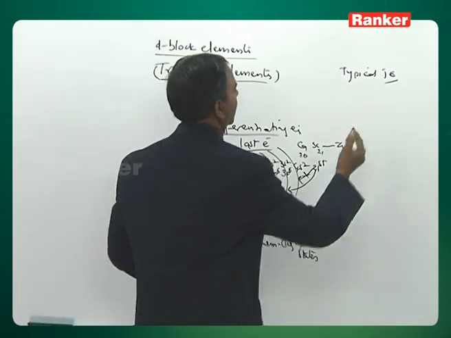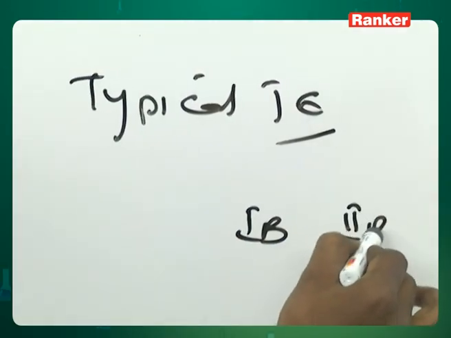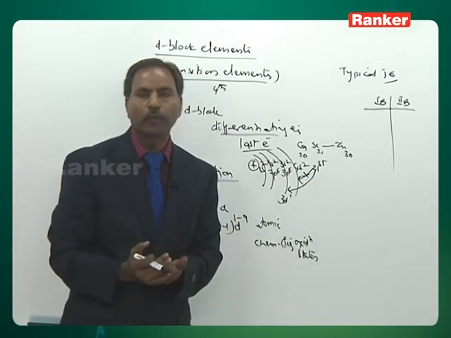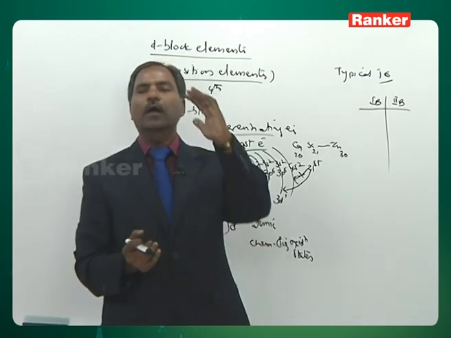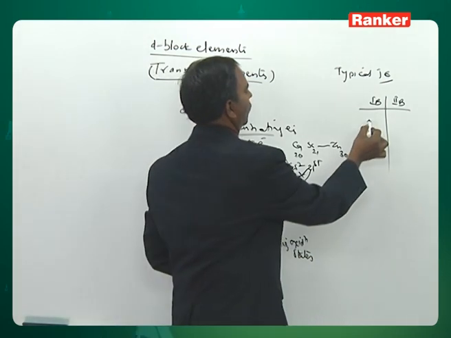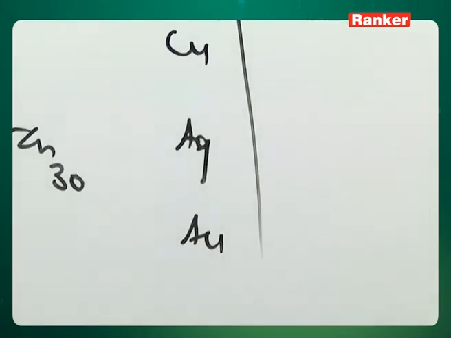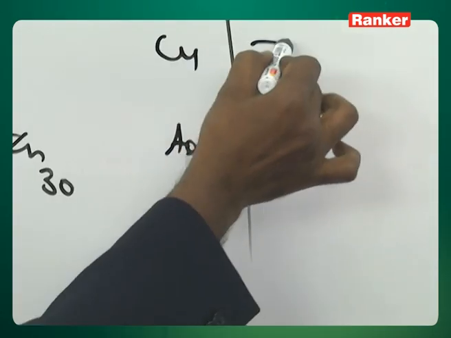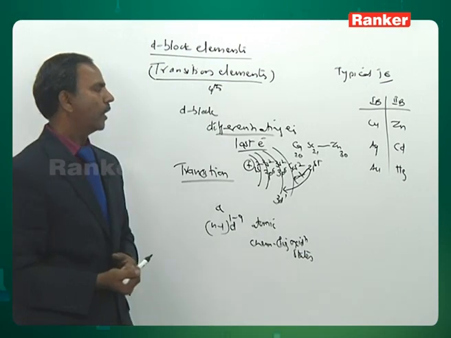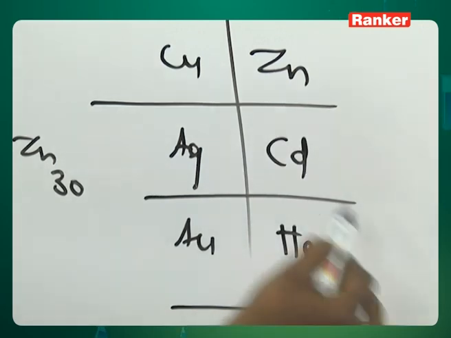Next, typical transition elements. Let me explain this. Let us consider first the B group and second B group of elements. Recollect what the first B group and second B group are. The first B group elements are the copper group: copper, Ag and Au. The second B group elements are the zinc group: zinc, cadmium and Hg. Now consider these: copper, zinc, Ag, cadmium, Au, Hg.